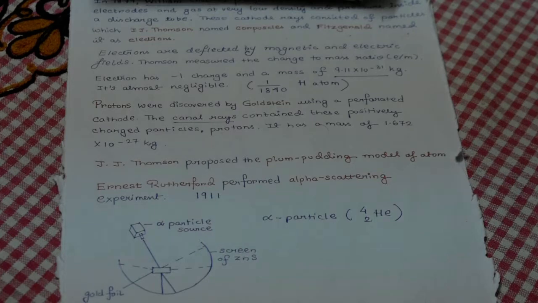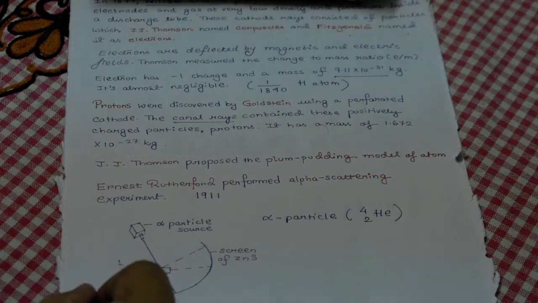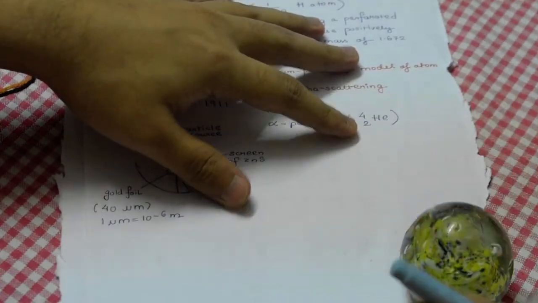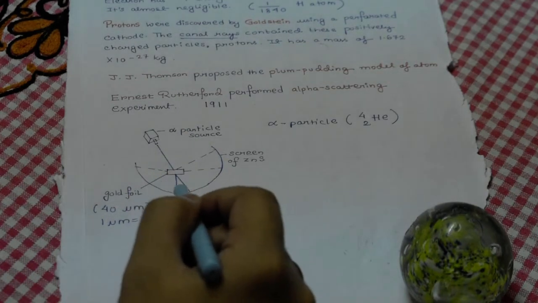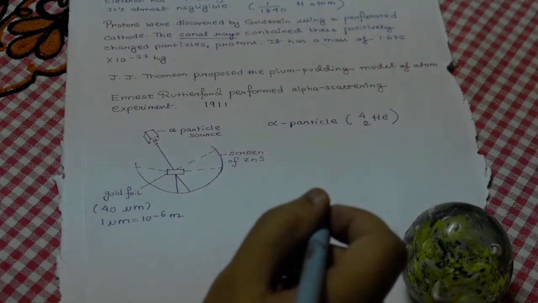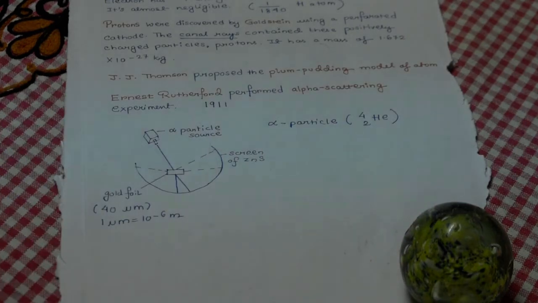So Ernest Rutherford made alpha particles from the source fall on a thin gold foil. It is very thin, only about 40 microns. 1 micron is around 10 to the power minus 6 meters. So that is definitely a very thin foil. Surrounding the gold foil there was a semicircular screen coated with zinc sulfide, which has the property of producing fluorescence whenever any charged particles strike it. So this was the experimental setup.